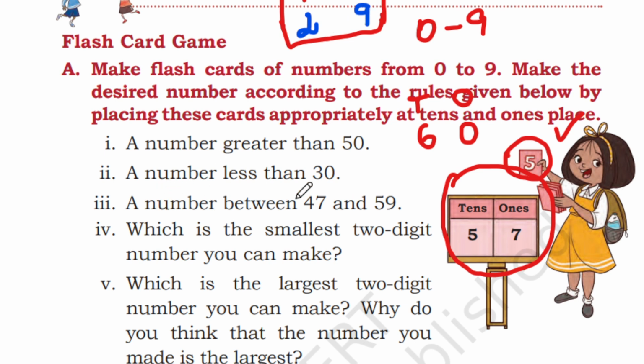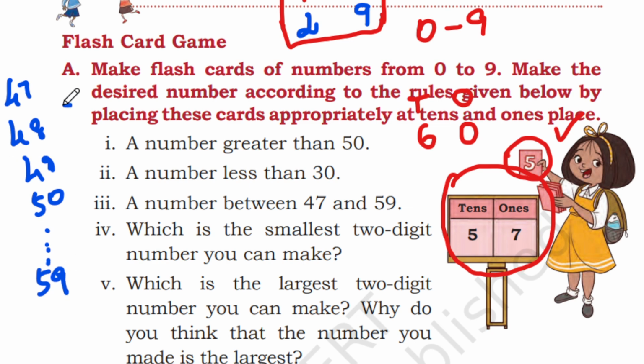A number between 47 and 59. So we have to write a number which is between 47 and 59. So 47 and 59, what numbers? So 47, 48, 49, 50. So up to 59 you have to write. So you can take any number between these. So we can take number 50 also. So 50. Okay.